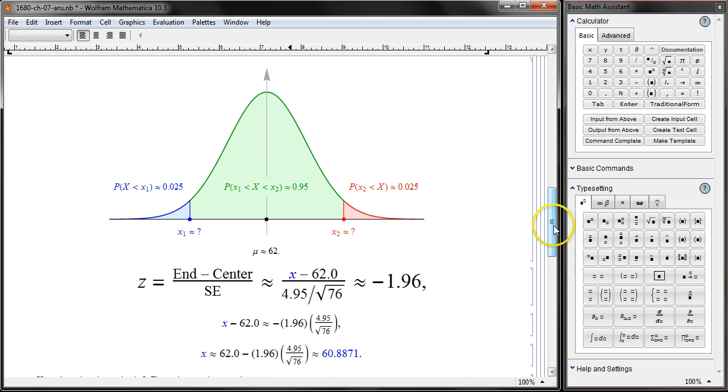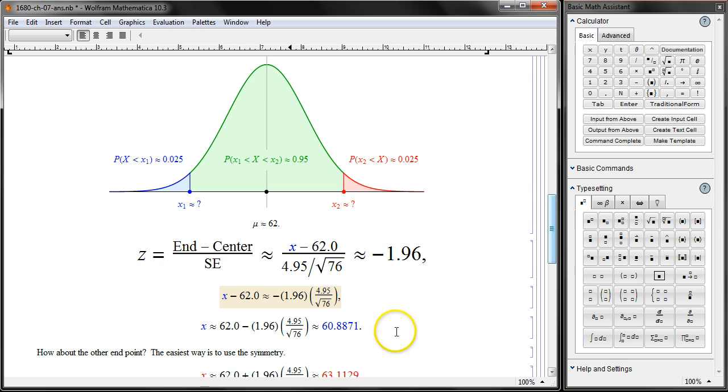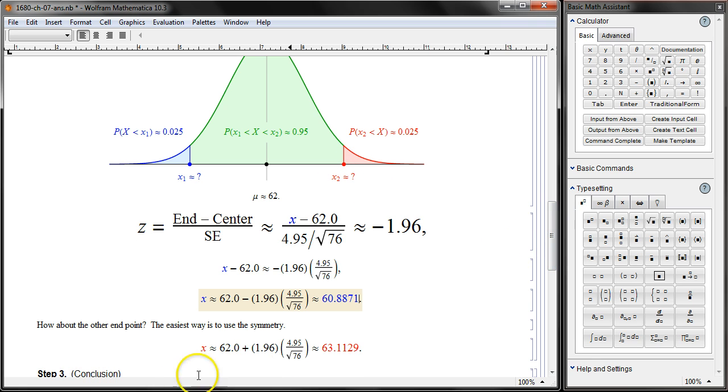Let's go back. Initial picture, outline, center, and then shading. The middle part is 95%. So 2.5 in the left, 2.5 in the right. 2.5 in the left is more convenient to use. And look up 2.5%, you're going to get z equals negative 1.96 from the z-table. And that is equal to end minus center over SE. Solving that equation, a bit of an algebraic process, you're going to get the x value. That's going to be your endpoint on the left-hand side. How about the right-hand side endpoint? Just use the symmetry. Instead of negative 1.96, positive 1.96, and you're through.